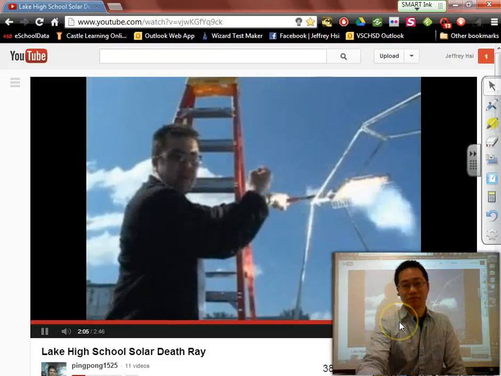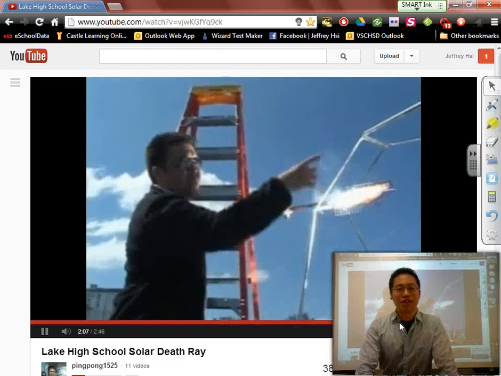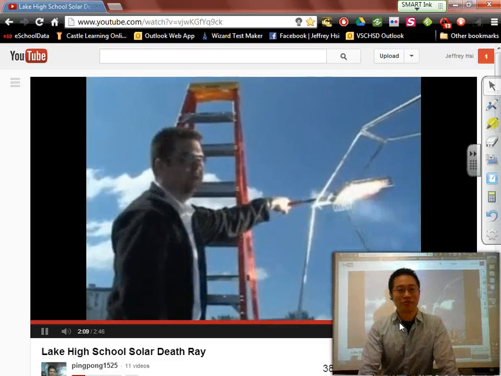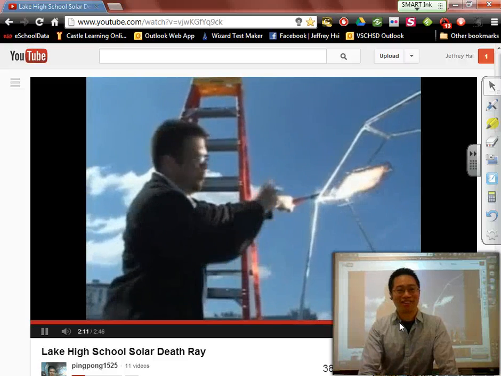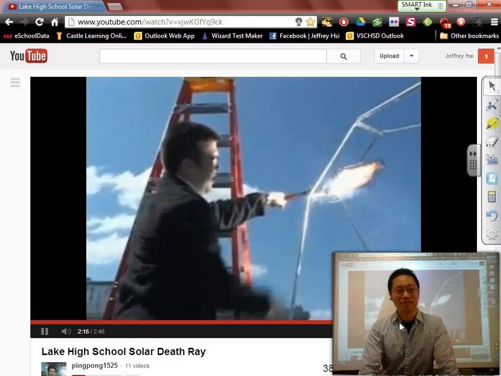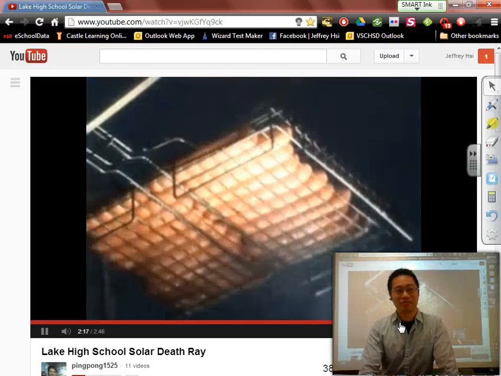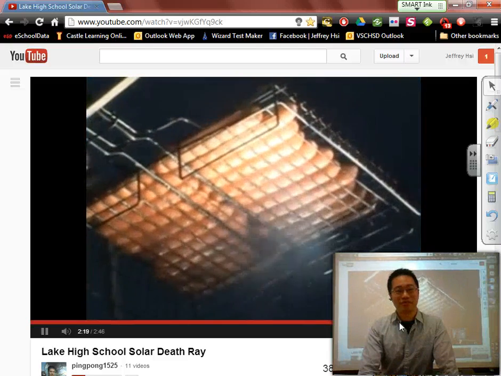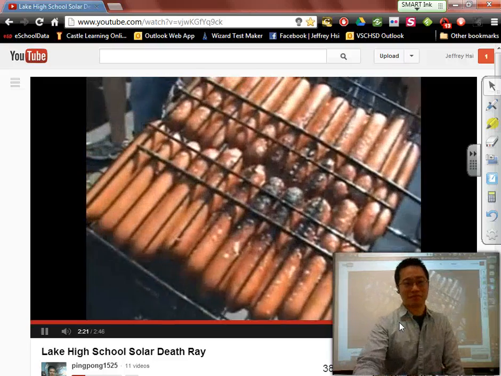The way the sunlight would all reflect, and then we built this focal unit out of metal conduit to be able to rest the hot dogs on so we can cook them. So all the sunlight's coming in to focus on these hot dogs to burn or cook anything you want.